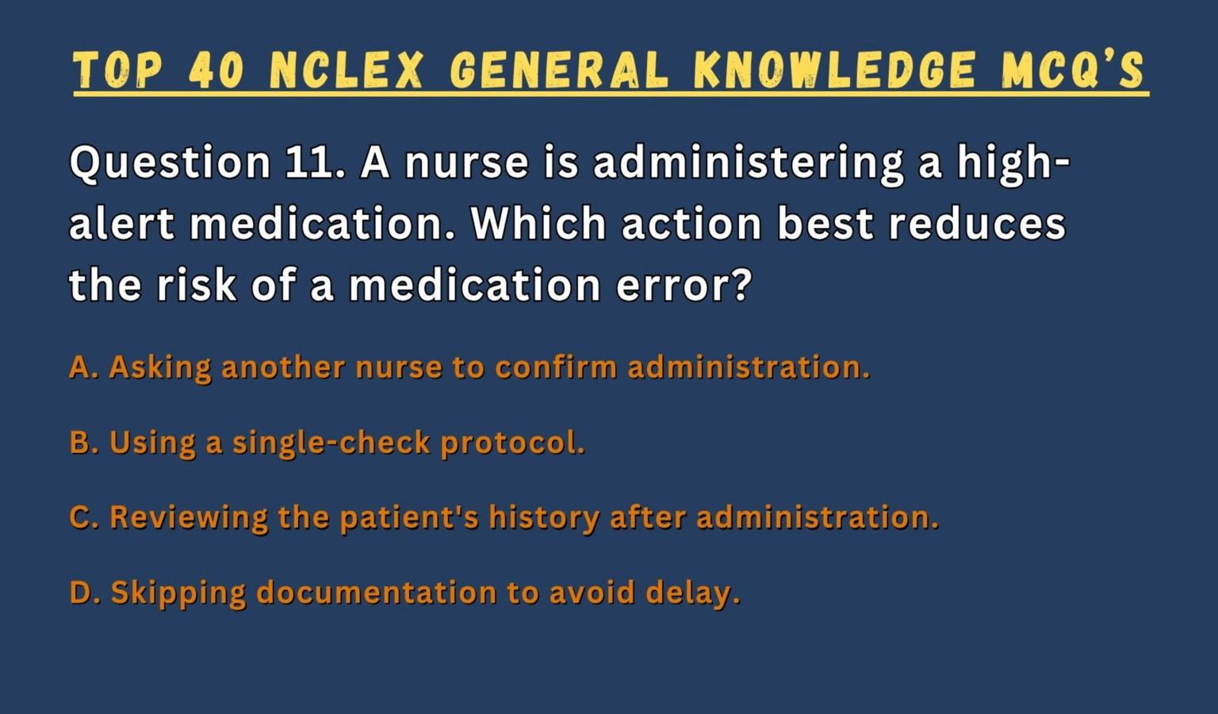Question 11. A nurse is administering a high-alert medication. Which action best reduces the risk of a medication error? A. Asking another nurse to confirm administration. B. Using a single check protocol. C. Reviewing the patient's history after administration. D. Skipping documentation to avoid delay.